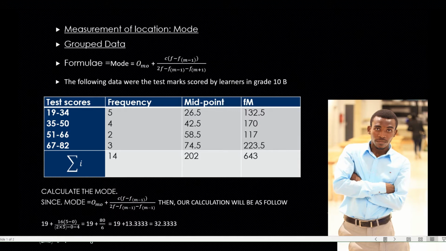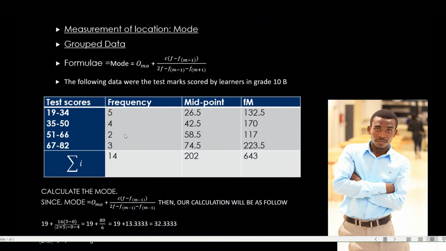So we are going to say that our lower class limit for the modal class is 19. How did we get that? We look at the frequency, and the modal class is the class with the highest frequency. In this regard, it will be the class of 19 to 34 because it has a frequency of 5, which is the highest frequency in this frequency column. So the lower class limit for the class 19 to 34 is 19, and you're going to display it here.